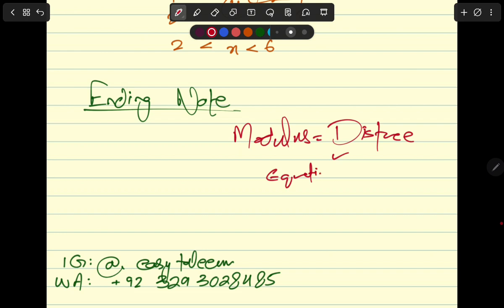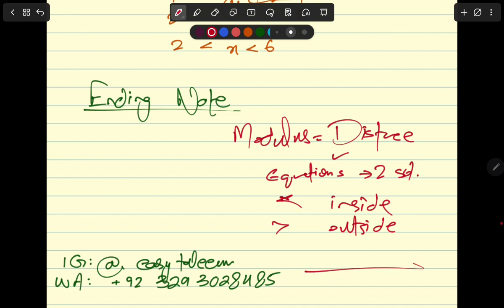Equations will usually have two solutions. Okay, less than means inside, greater than means outside, and always draw the number line, whenever you are dealing with one variable.